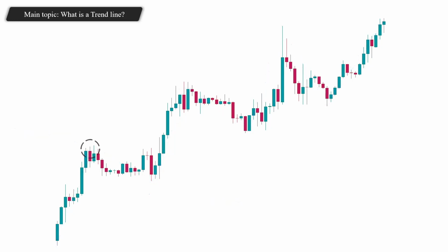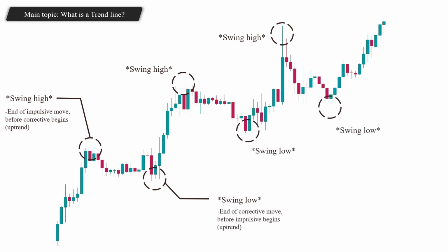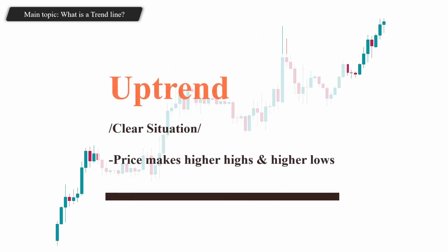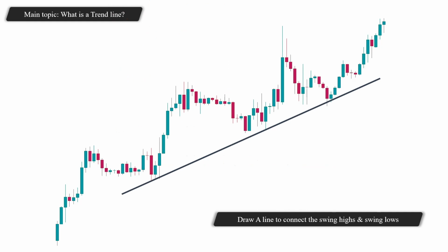At the top of each impulsive move, before the corrective begins, this is what we call a swing high. At the bottom of each corrective move before an impulsive begins, this is what we call a swing low. So what this means is, in a clear uptrend, the price will make higher highs and higher lows. Now a trend line is applied to connect the swing lows along the bottom and the swing highs along the top.